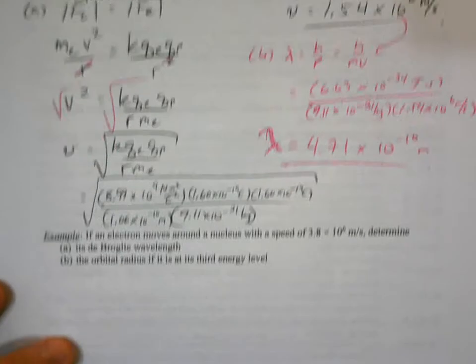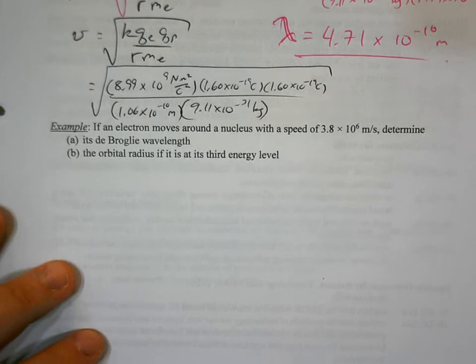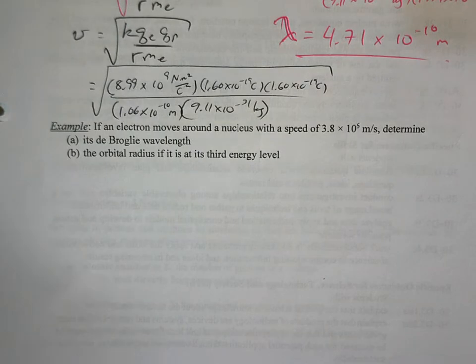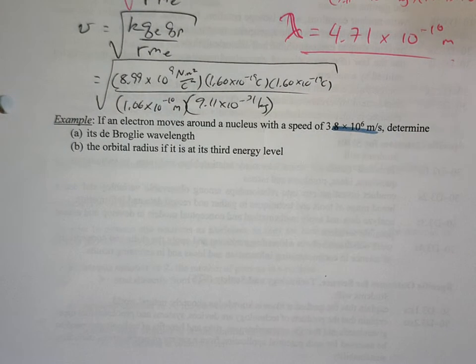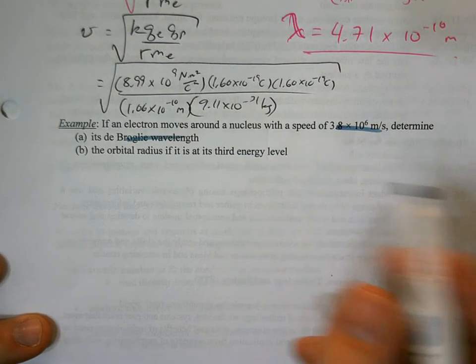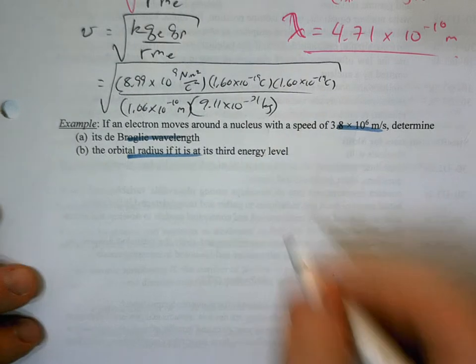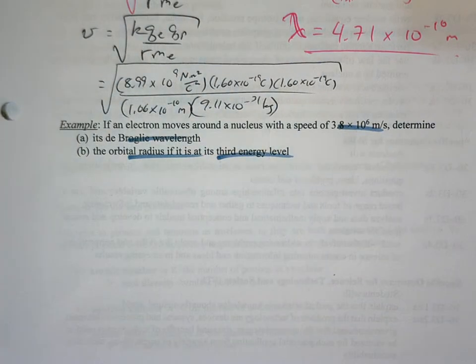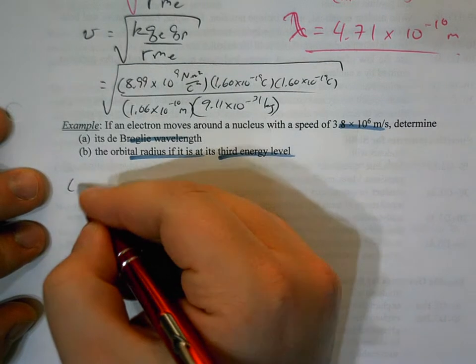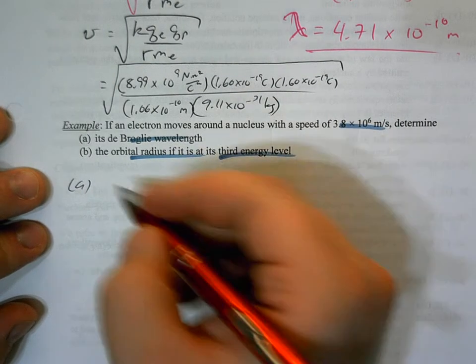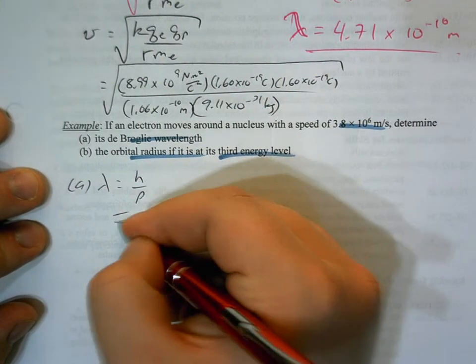All right, last piece, and then we're done the second part of this unit. So we have an electron. It's going to move around a nucleus with a speed of 3.8 times 10 to the 6 meters per second. So we'd want to find its de Broglie wavelength and its orbital radius if it's in the third energy level. So we've really done a lot of calculations with this de Broglie wavelength. So the de Broglie wavelength, h over p, h over mv.